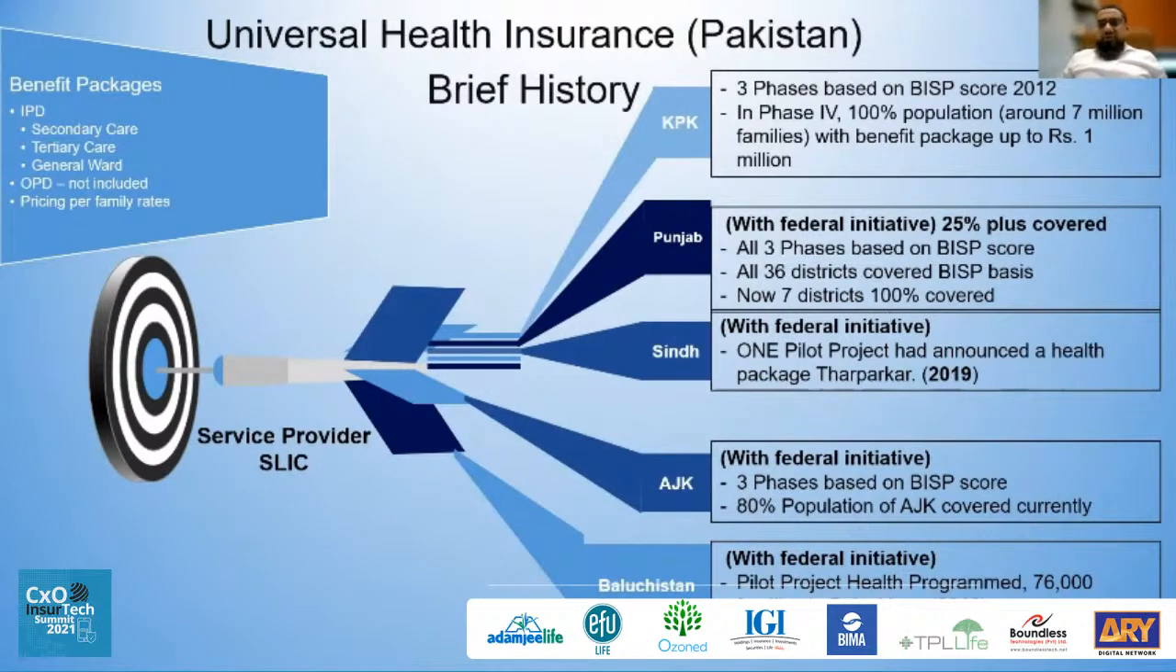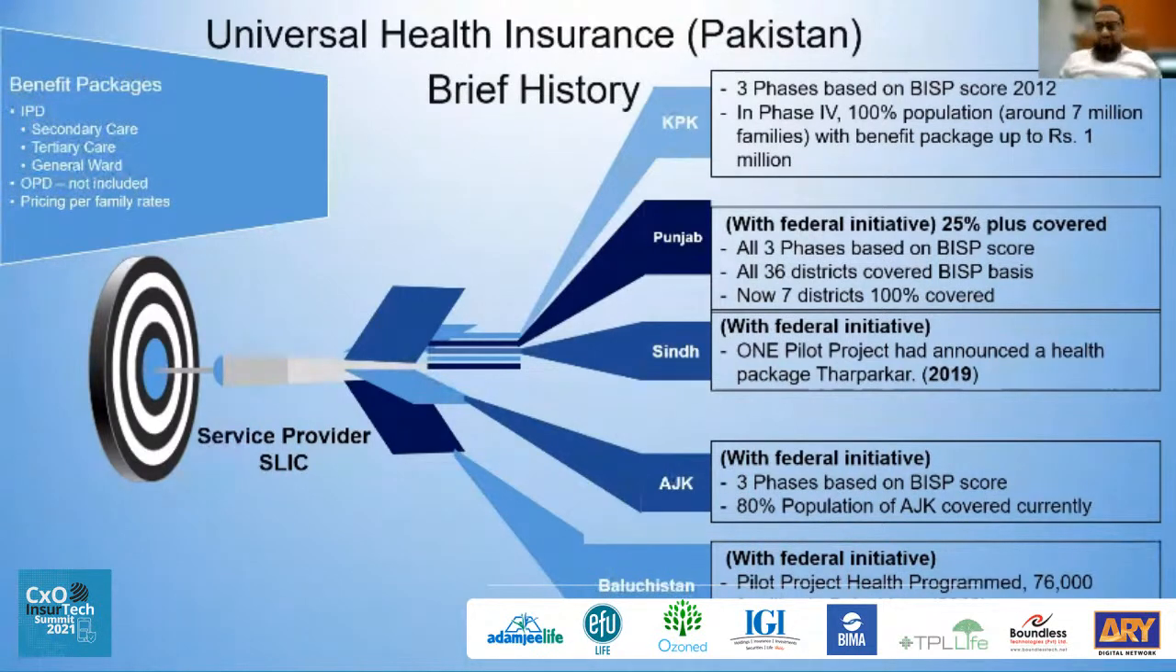The credit goes to the KPK government. We started this program as a pilot based on the BISP score in 2012, 9 years from now. This program was supported technically and financially by a German NGO and a German bank, and 100K families were covered in this first phase. On the successful completion of phase one, the government of KPK took over this program both financially and technically, and formally launched this for the next 3 years through a tender process. Again, State Life provided the service.